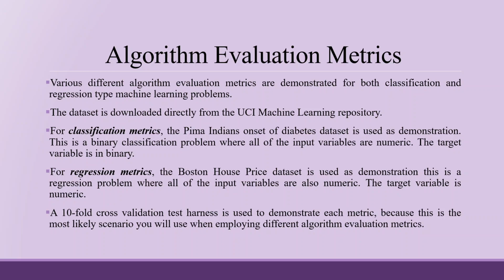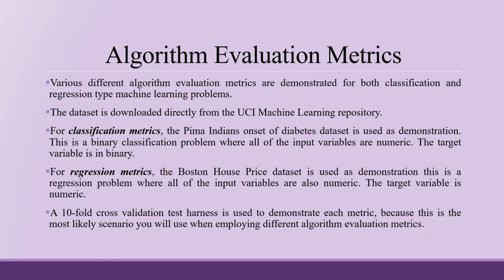The dataset which we will be using in this tutorial is downloaded from the UCI machine learning repository. For classification metrics, the PIMA Indian onset of diabetes dataset is used. This is a binary classification problem where all the input variables are numeric. The target variable is binary. For regression metrics, the Boston House price dataset is used as a demonstration. It is a regression problem where all the input variables are also numeric. The target variable is numeric.